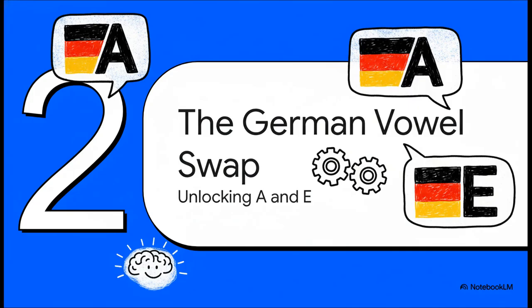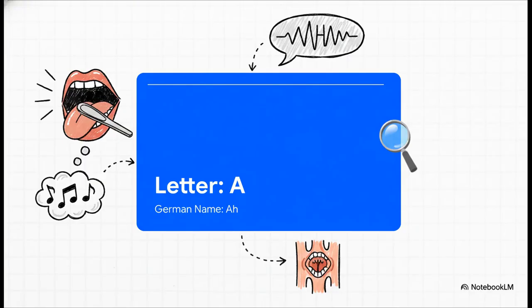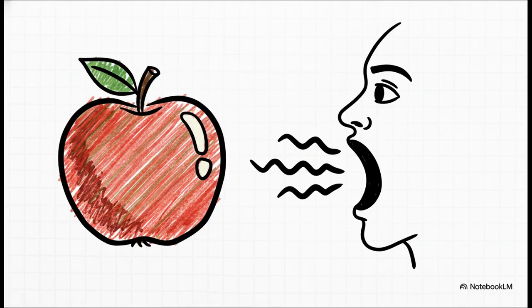Now it's time for the main event. This is what I like to call the Great German Vowel Swap. This is where we really unlock the sounds of A and E. Let's start with the German A. Now, its name and its sound are basically the same. It's a pure, open ah sound. Seriously, just think about what you say when a doctor tells you to open wide. Ah, that's it. Now, the key to really nailing this sound is all in the technique.